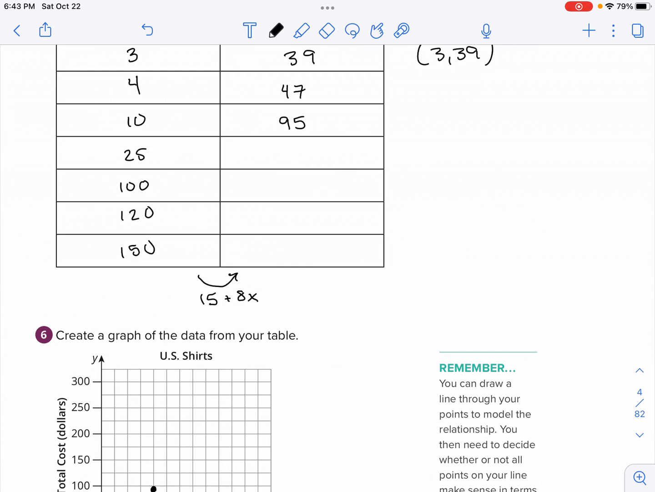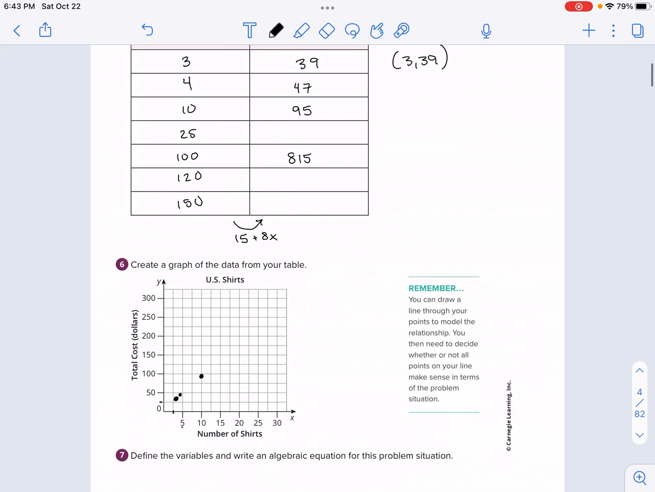I'm going to skip to 100. The 100 is what you're supposed to have done for homework for number 1C. This would be 815. So 100 and 815. That's off the graph here. The furthest right we can go is past 30. You know what? Let's go back to 25. This is 215. So (25, 215), somewhere right here. All right.